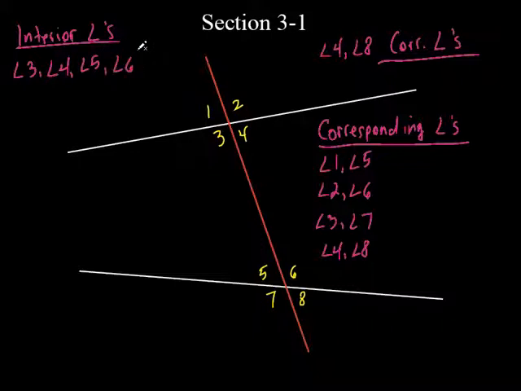Now when I ask you to list angles, if there's a time where it says to list certain angles, don't just put the numbers 3, 4, 5, and 6. Put the little angle symbol in front of it. If I ask for a line, put the line symbol over top of it. If I ask for an angle, put the angle symbol.